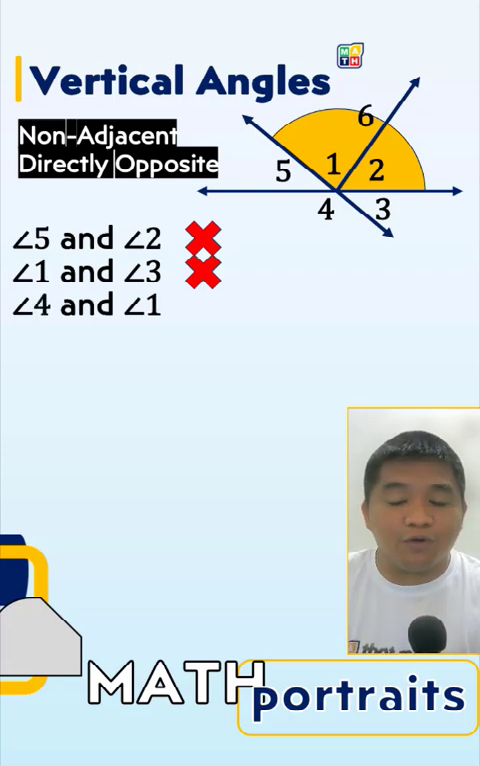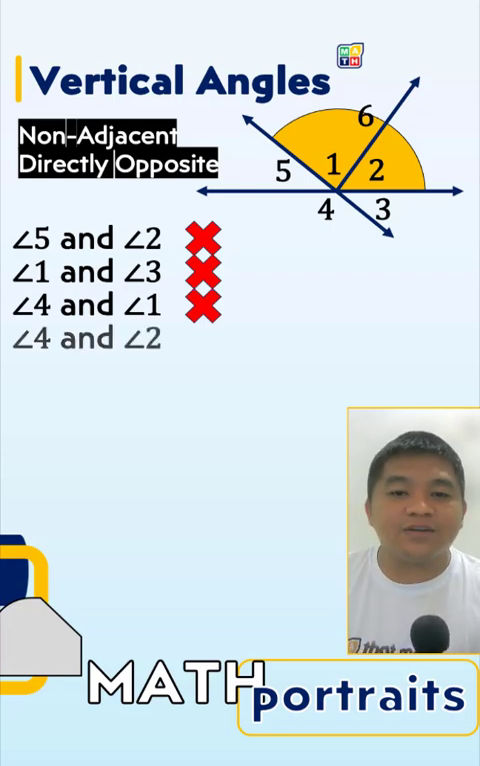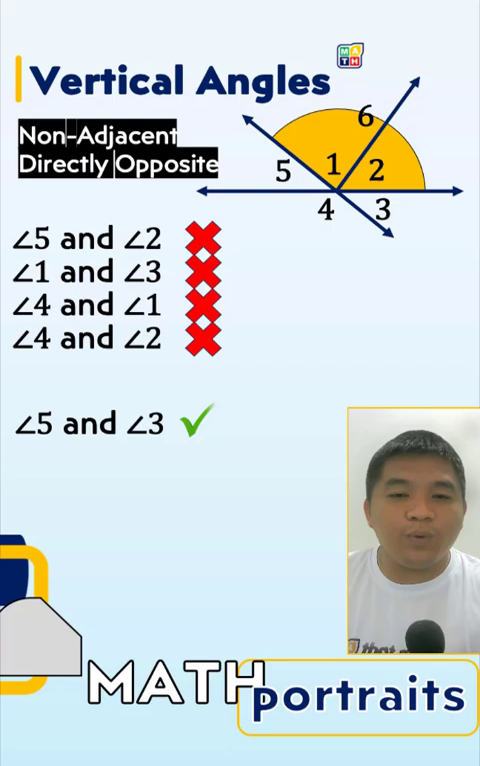Now, how about angle 4 and angle 1? You might say that they are non-adjacent, and that's correct. And you might also claim that they are directly opposite each other. But look into that closely. Angle 1 is just a component of an angle that is directly opposite angle 4. That is actually angle 1 and angle 2. Both of them comprise one big angle that is directly opposite angle 4. Hence, they are not vertical angles. This is also true, again, as mentioned, with angle 4 and angle 2. So what we have here is this first pair of vertical angles.